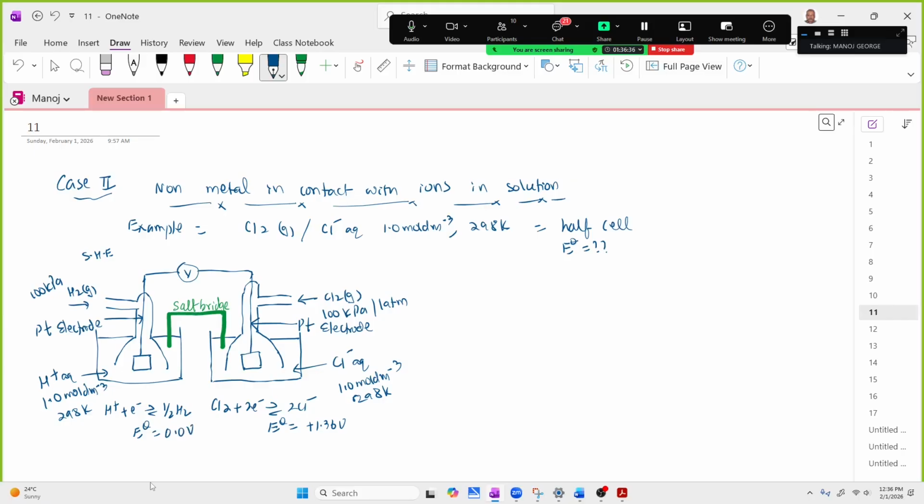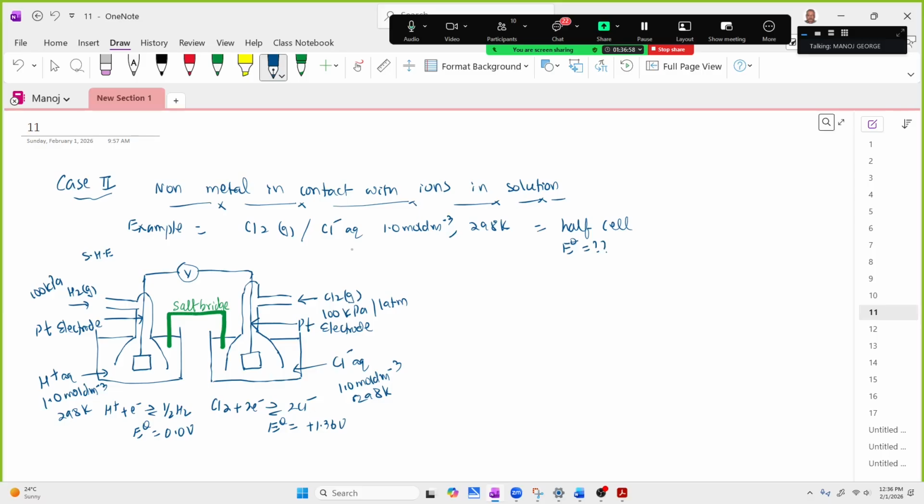Now, I gave you some cheats before. Can you tell me who is the cathode? The chlorine half cell. This is called the chlorine half cell. Do you think the chlorine half cell is the cathode, or do you think the SHE is the cathode? Can you very quickly tell me?